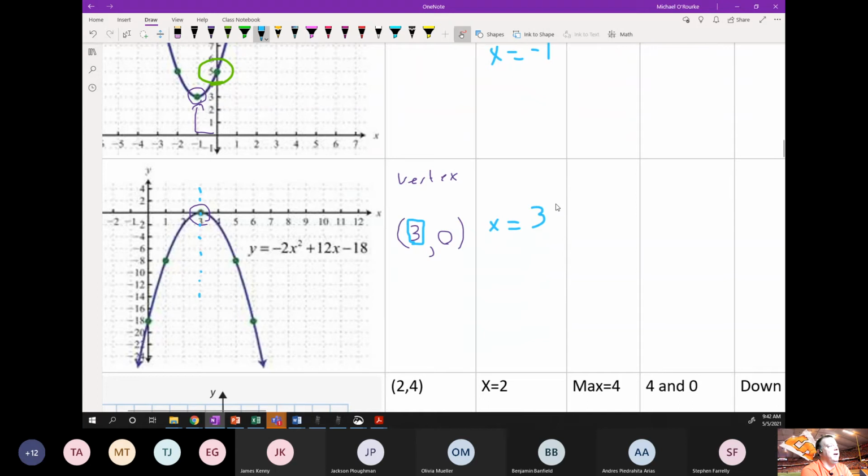What's next? Max or min value? Is this a max or min value? Good. Max. And what are my zeros for this? Now, a parabola could have 2 zeros, 1 zero, or no zeros. Okay, so what's the value of my zeros here?